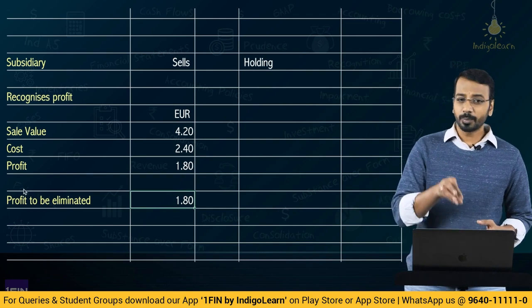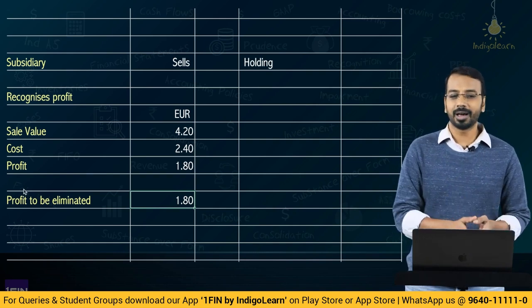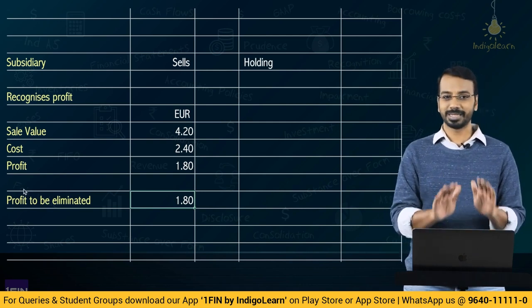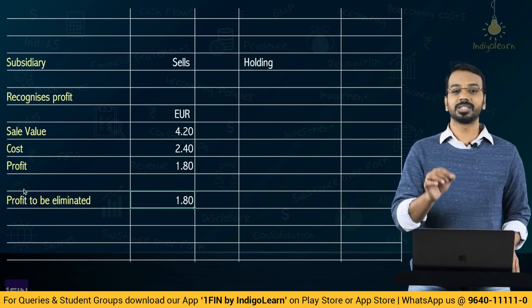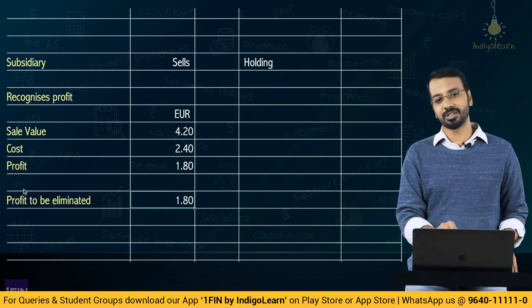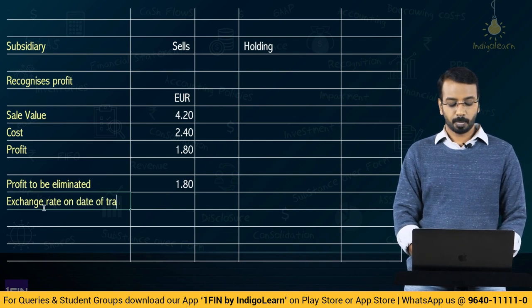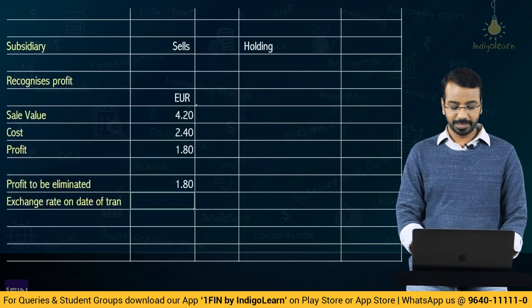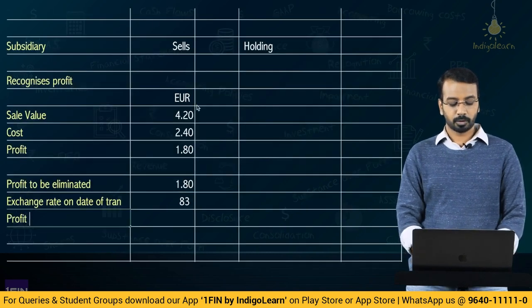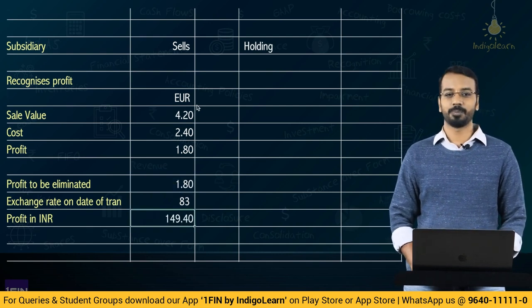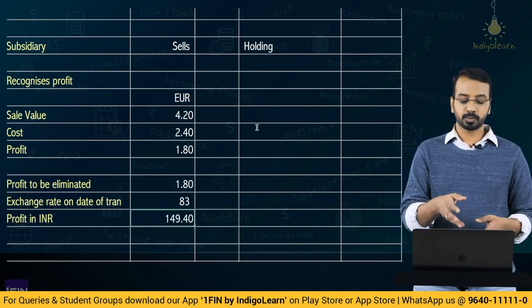Now, this 1.8 million euro, when we convert to INR, which rate should we consider? Should we consider the date of sale? Should we consider the closing rate? Friends, please remember, for P&L items, conversion is done using the date of transaction. So, what is the exchange rate on date of transaction? Exchange rate on date of transaction is given to be 83. So, profit in INR to be eliminated is 1.8 multiplied by 83, that is 149.40. So, the profit that has to be eliminated is 149.4.